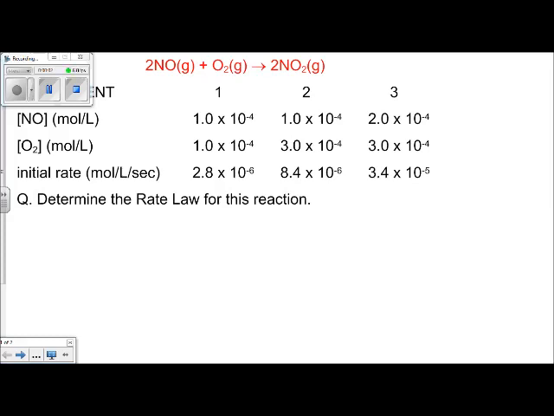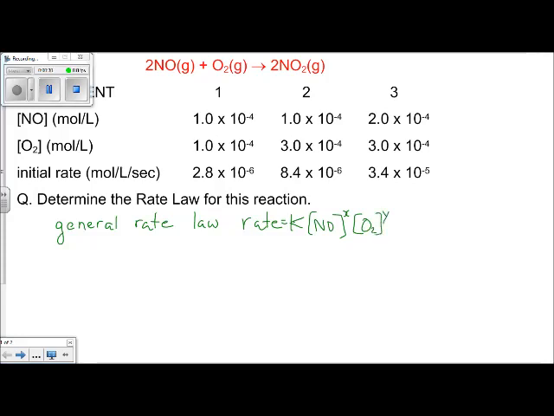When using the method of initial rates, we have to start by setting down a general rate law. So the general rate law for this reaction would be that the rate is equal to K, the rate constant, times the molarity of the two reactants, NO and O2, each raised to the power of their order. So we'll choose X for NO and Y for O2.